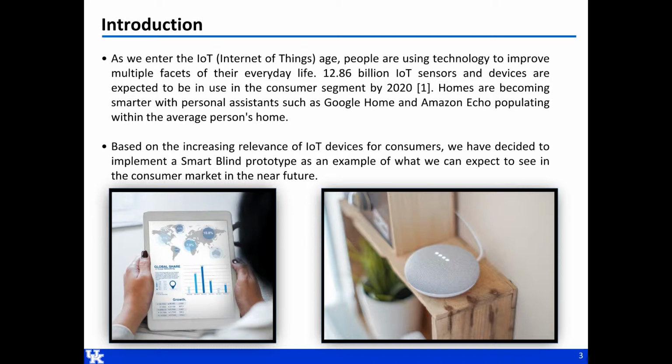As we enter the Internet of Things age, people are using technology to improve multiple facets of their everyday life. 12.86 billion IoT sensors and devices are expected to be in use in the consumer segment by 2020. Homes are becoming smarter, with personal assistants such as Google Home and Amazon Echo populating within the average person's home. Based on the increasing relevance of IoT devices for consumers, we have decided to implement a smart blind prototype as an example of what we can expect to see in the consumer market in the near future.